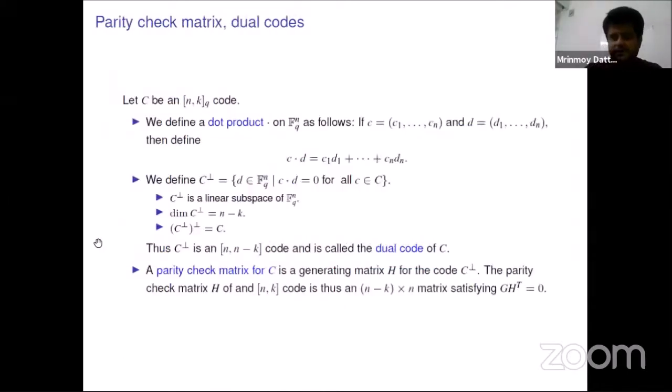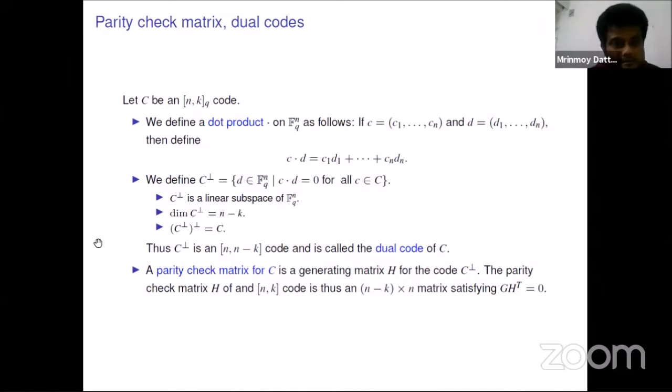Okay, so here is an important notion which is often useful. This is called a parity check and the dual of a code. So on Fq to the power n, we define a scalar product or a dot product, which you do usually in your vector calculus. So take two elements c1, c2, ..., cn and d1, d2, ..., dn. We define c dot d to be the summation of ci di. So c1 d1 plus c2 d2 plus ... plus cn dn.